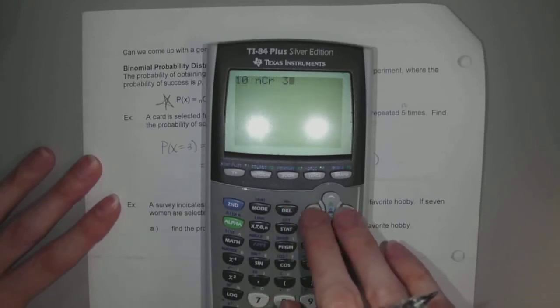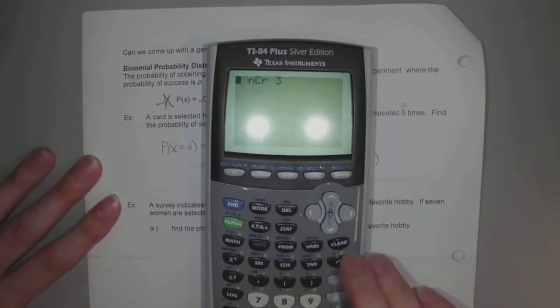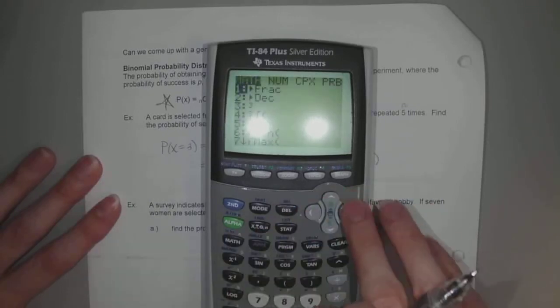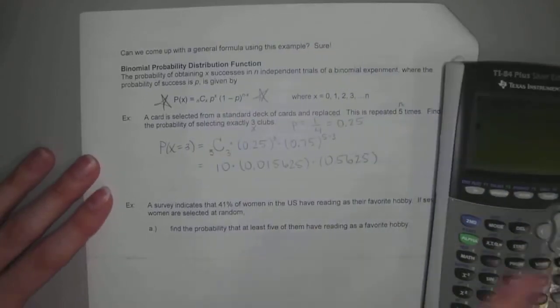Why am I not doing 10? I want 5 there, right? Okay, so 5, combo 3 times 0.25 to the third times 0.75 to the second. And you hit enter. Is that what you guys got? You can multiply it like that too, okay?